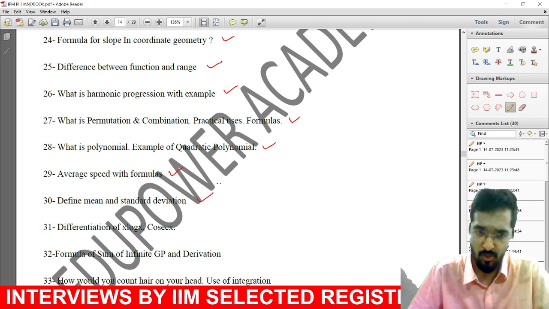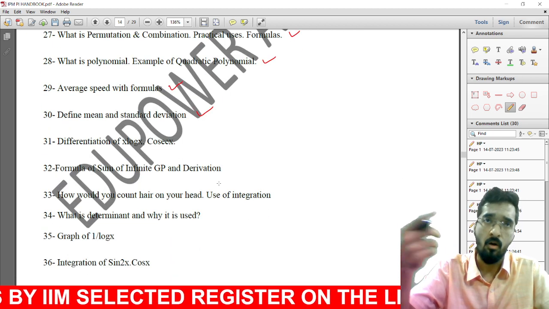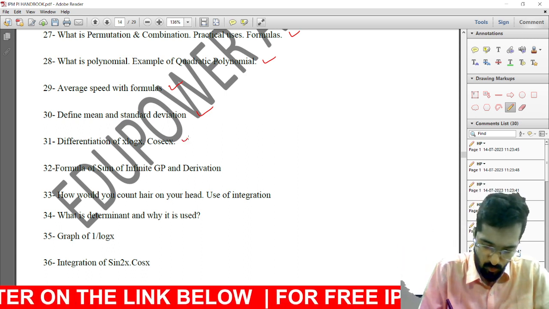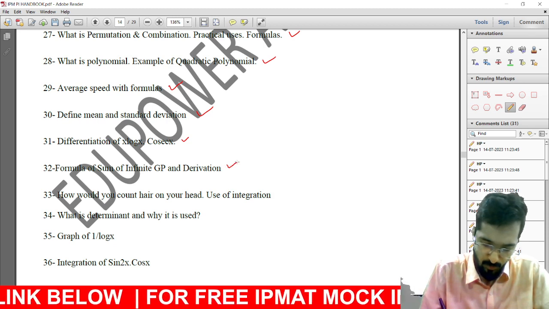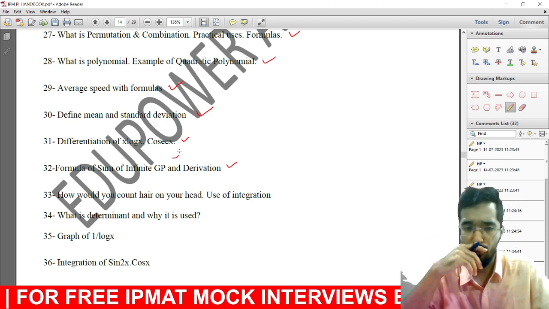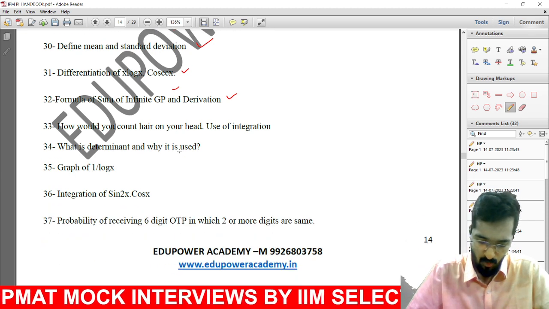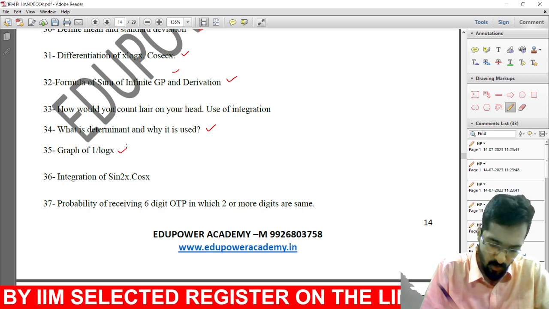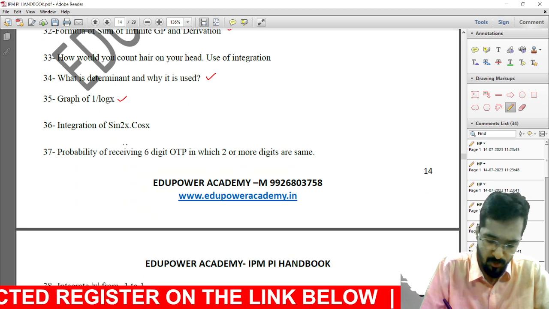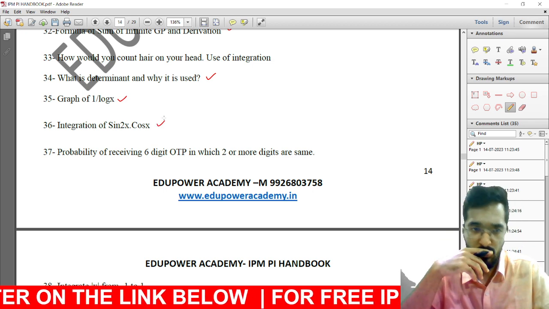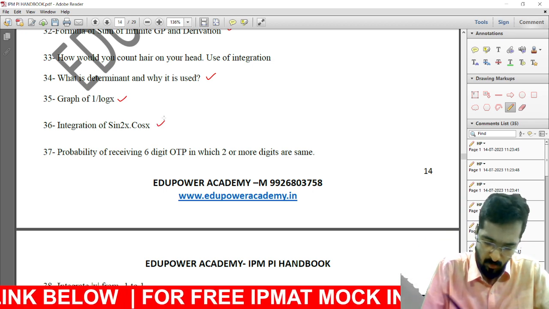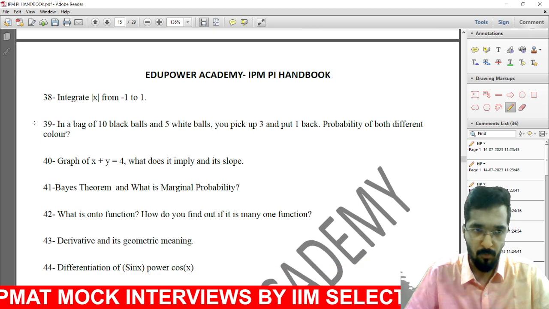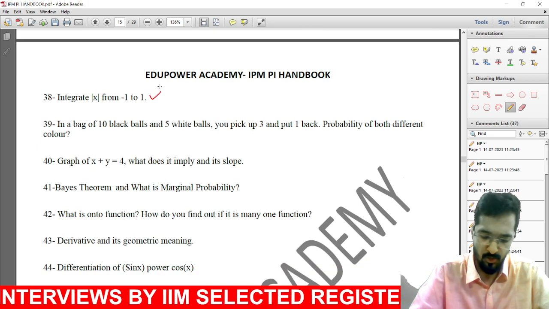Mean and standard deviation. Questions related to mean, mode and median. Differentiation of x log x, cosec x. Formula of sum of infinite GP and derivation. Again AP, GP, HP seems to be an important topic from which questions are asked. Then matrices and determinants, fewer questions are asked, but they are asked. Again graphical questions like graph of 1 by log x. Integration based questions, integration of sine 2x cos x. Probability and permutation combination seem to be an important topic. Integration and differentiation are an important topic.